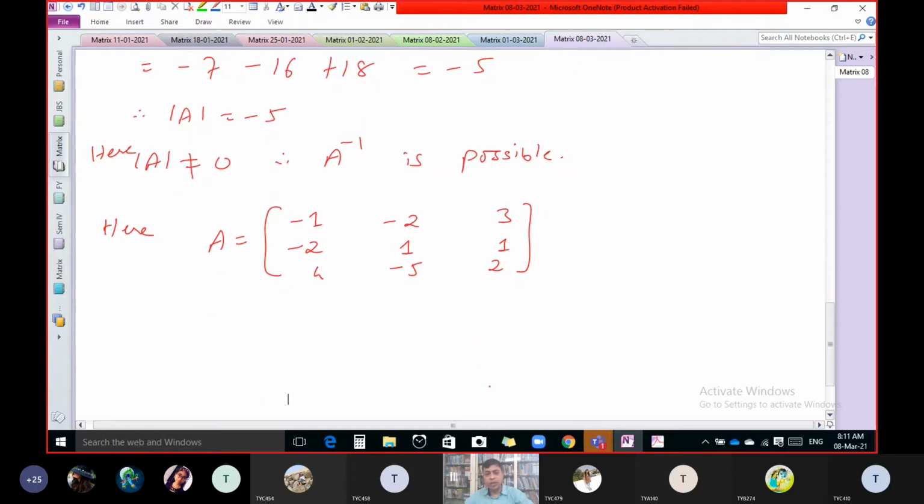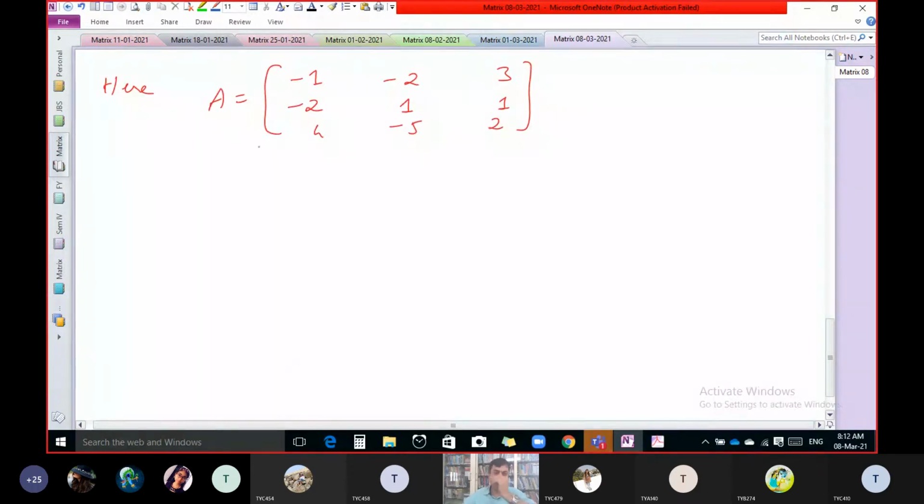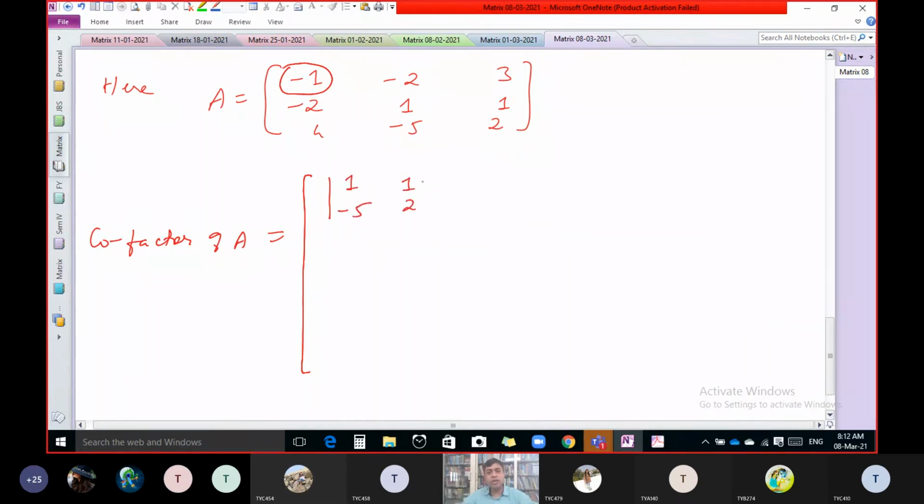Okay. Now see, to find out the adjoint for 3 by 3, first of all we have to find out the cofactor of A. Now listen how to find out the cofactor of A. You have to write the minor of each and every element of the given matrix. So the minor of minus 1. Can you tell me what is the minor of minus 1? 1, 1, minus 5, 2. Correct.